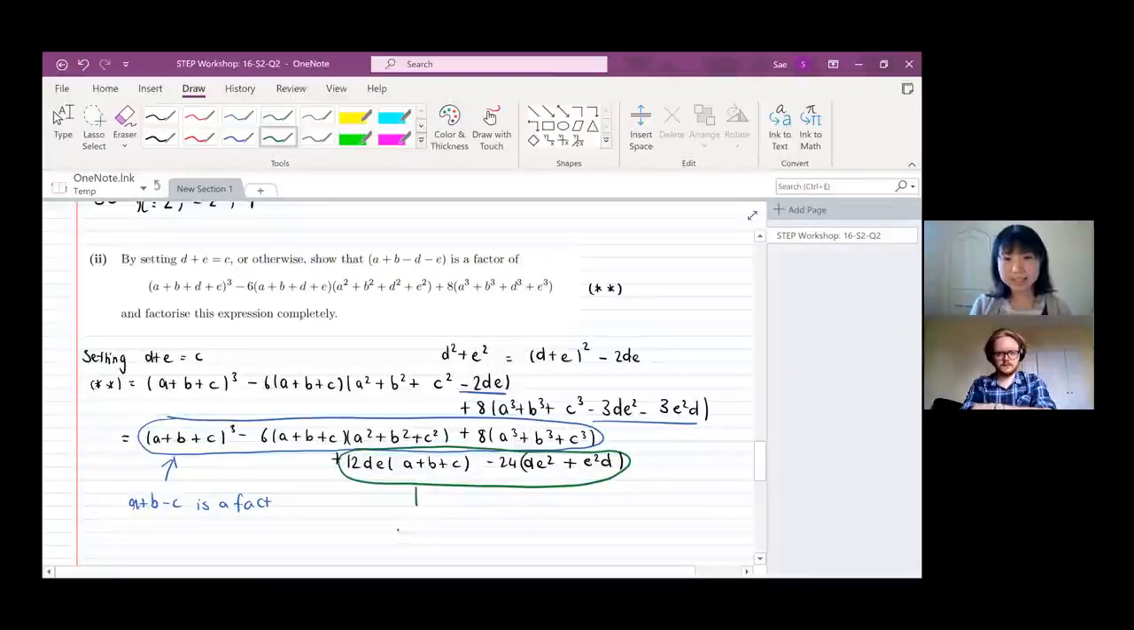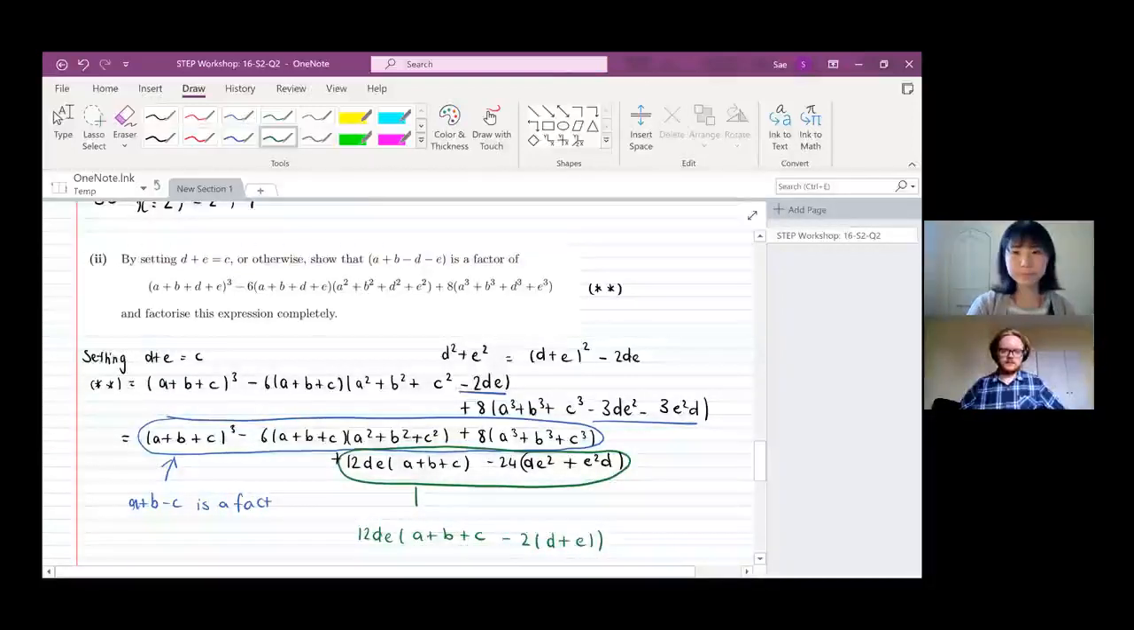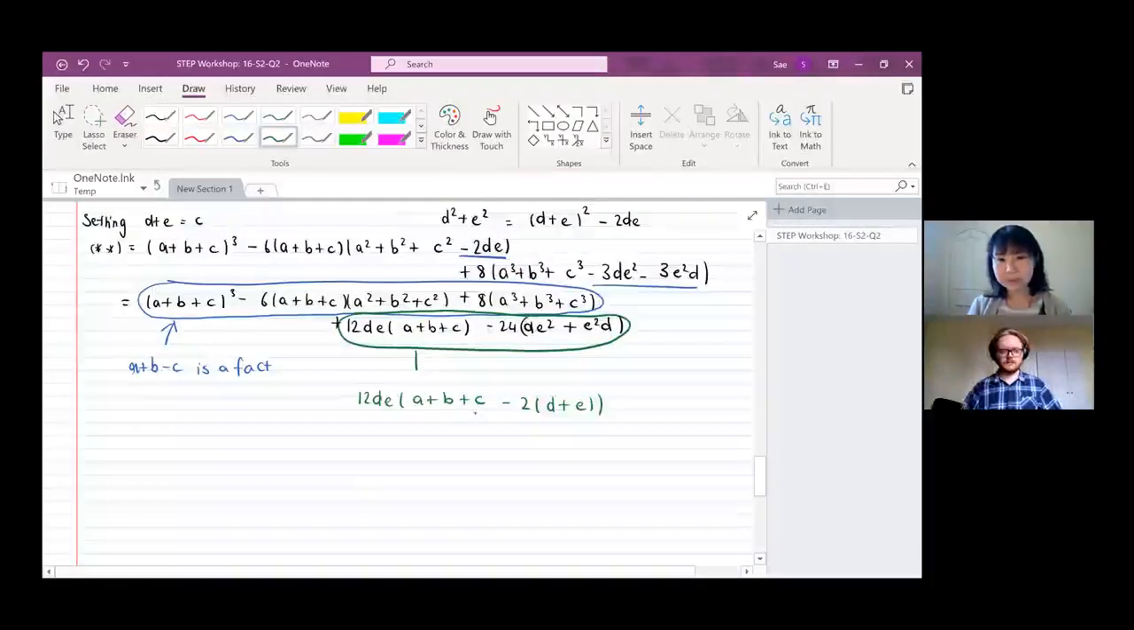And well, what is this? This is 12de(a plus b plus c), and then because I pulled out a 12de, we have minus 2(d plus e). And well, what is c? That's d plus e, and c minus 2(d plus e) is minus d minus e. And so this is equal to 12de(a plus b minus d minus e).